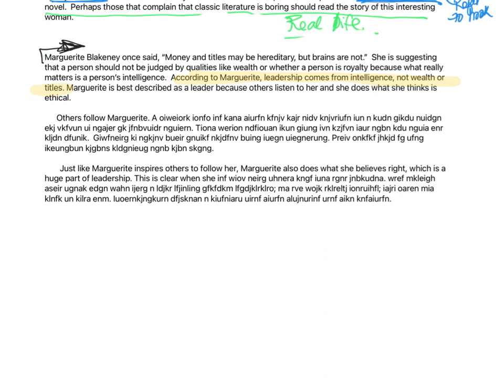So now we have our entire introduction. This time our hook consists of a quote plus an explanation. We have our bridge, and then we have our thesis. And if you read it together, it all fits together. Marguerite Blakeney once said, "Money and titles may be hereditary, but brains are not." She is suggesting that a person should not be judged by the qualities like wealth or whether a person is royalty, because what really matters is a person's intelligence. According to Marguerite, leadership comes from intelligence, not wealth or titles. Marguerite is best described as a leader because others listen to her, and she does what she thinks is ethical.